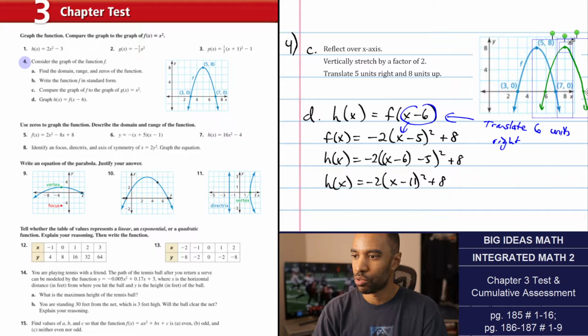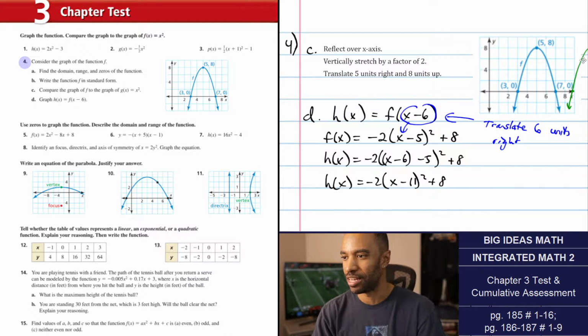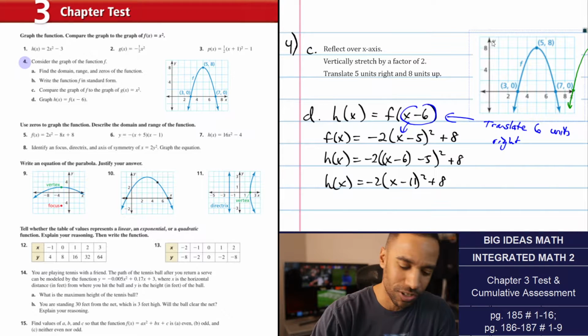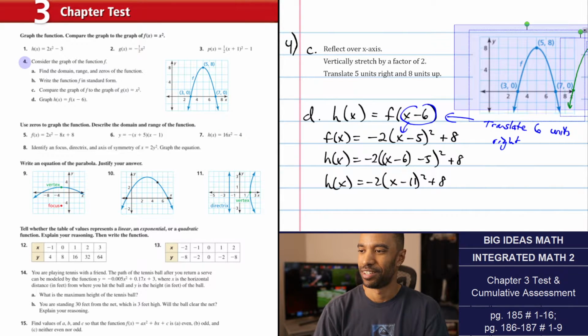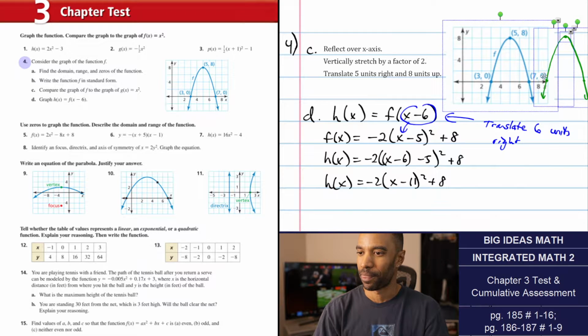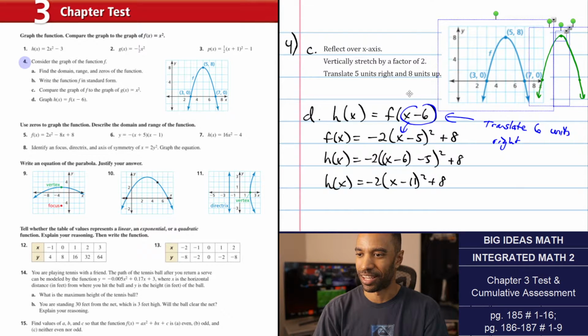1, 2, 3, 4, 5, 6 units over. Maybe that's not a good idea, but no matter what I do, it's going to be at that 11, 0. So it's going to be like that. So this graph here, I got to just move everything over. Sorry about that. All right, so it's going to kind of look like that.